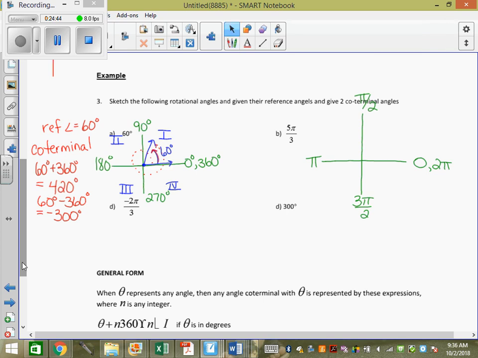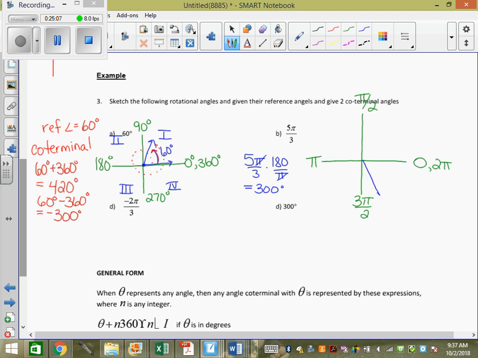So radians to degrees, pi on bottom. What's that? Is it 300? And 300 is 60 away from 360, right? But you still have to label this in radians, 5 pi over 3.